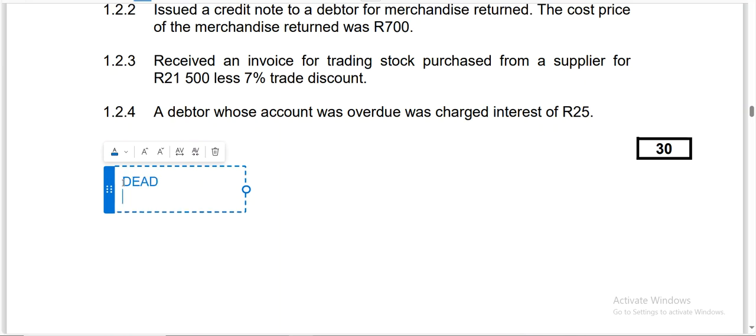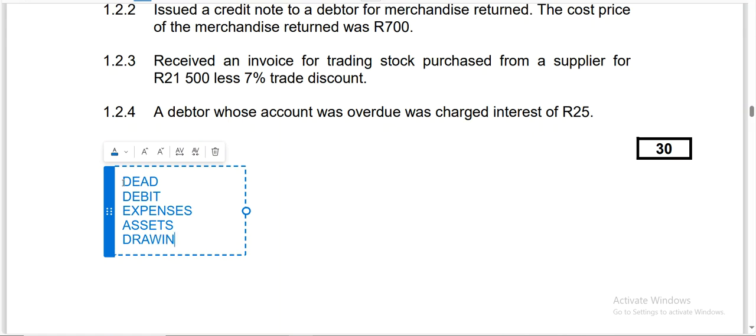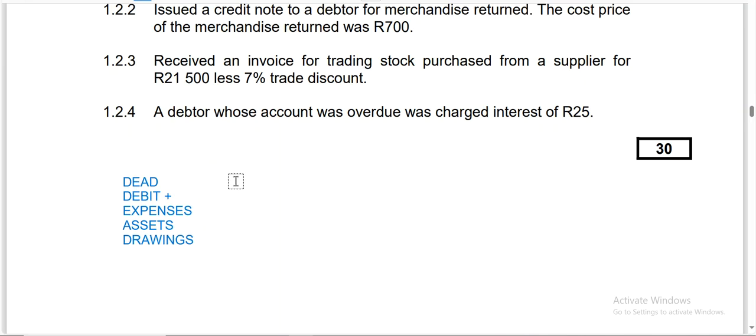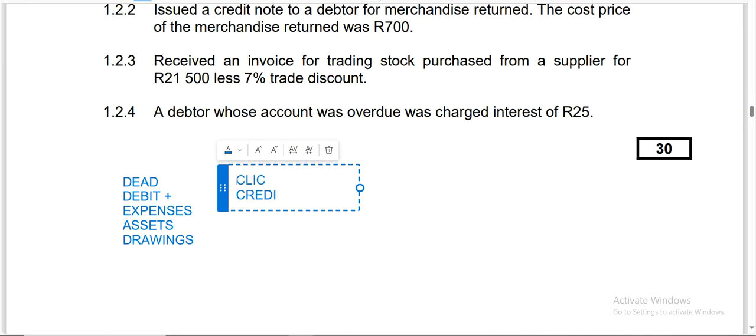So for debt, we would have debit: expenses, assets, and then also drawings. There's no way you can do the accounting equation without this principle. So remember, for debit, it means that these are the things that are increasing on the debit side. And then for click, it means credit. So these things that I'm going to write are increasing on the credit side.